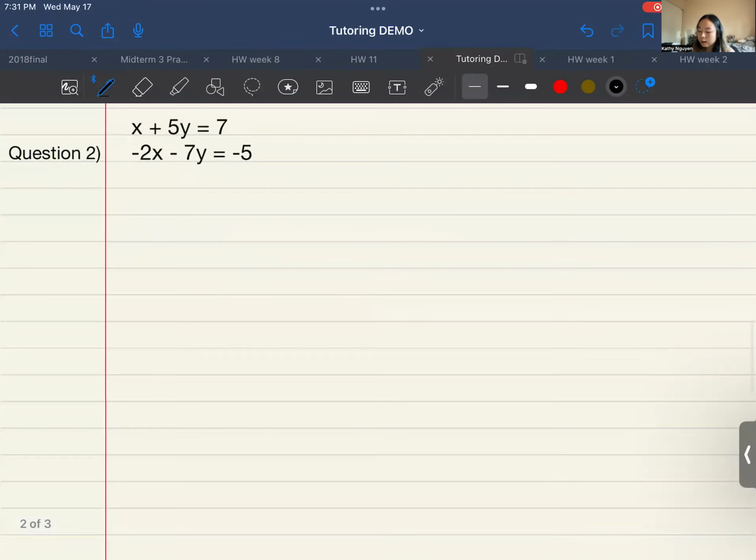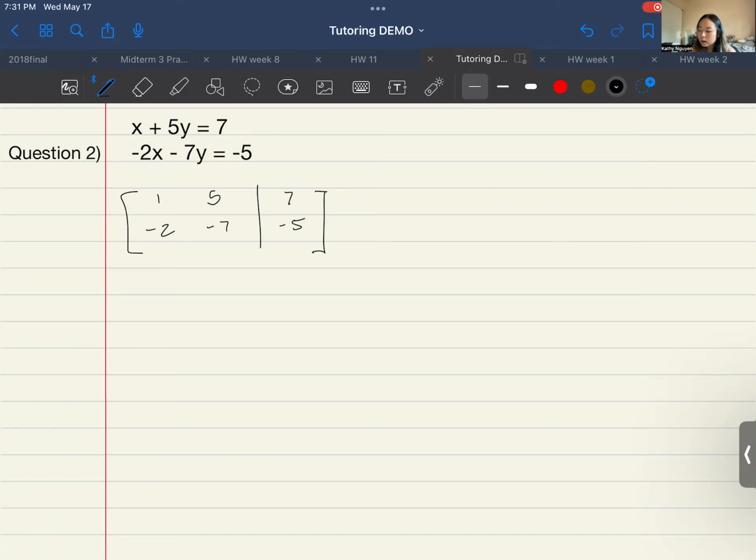The next question is a system of equations, and I'm going to be solving it in a linear algebra type style using a matrix. If you're not familiar with a matrix, it is a table with just the coefficients of the equation. So in this case, it would be 1, 5, 7, -2, -7, and -5. And it makes it a simple way to solve a system of equations.